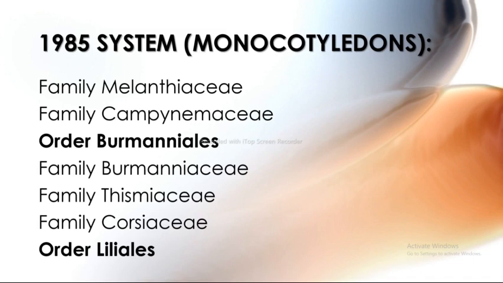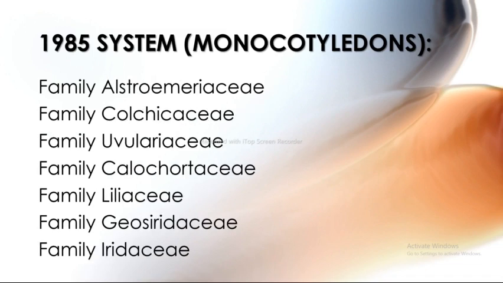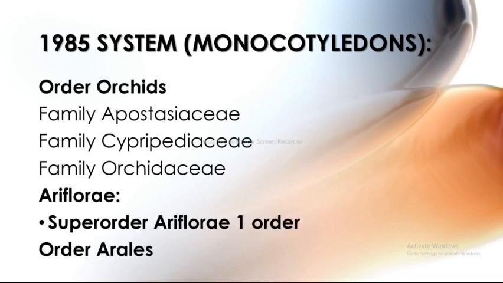Bermaniales includes the families Bermaniaceae, Thismiaceae, and Corsiaceae, and the next order is Liliales, which includes the family Alistomeriaceae, Colchicaceae, Eulariaceae, Calochortaceae, Liliaceae, Geosridaceae, and Iridaceae. Next order is the Orchids, and these orchids includes the family Apostaceae, Cypripediaceae, and Orchidaceae, and the next superorder Ariflorae.